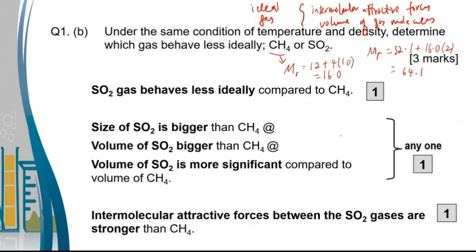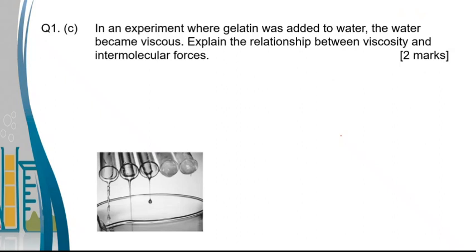Okay, next. This is about liquid. In an experiment where gelatin was added to water, the water became viscous. Explain the relationship between viscosity and intermolecular forces. Viscous is likat in BM, kelikatan.